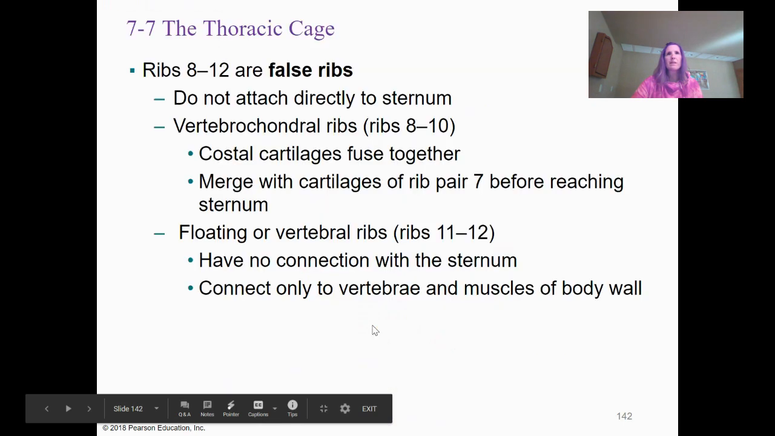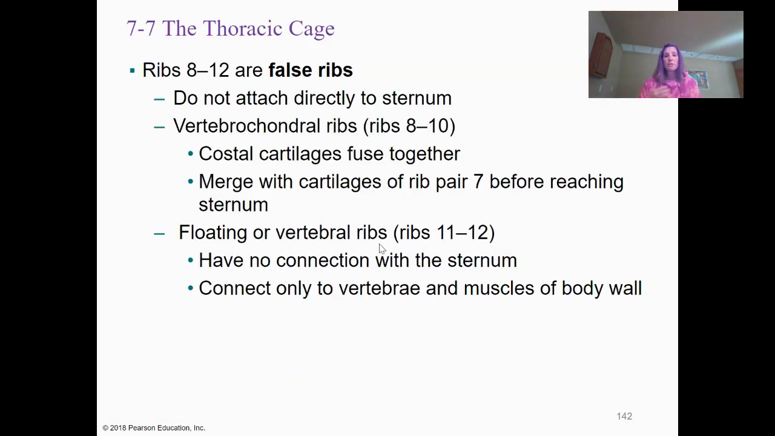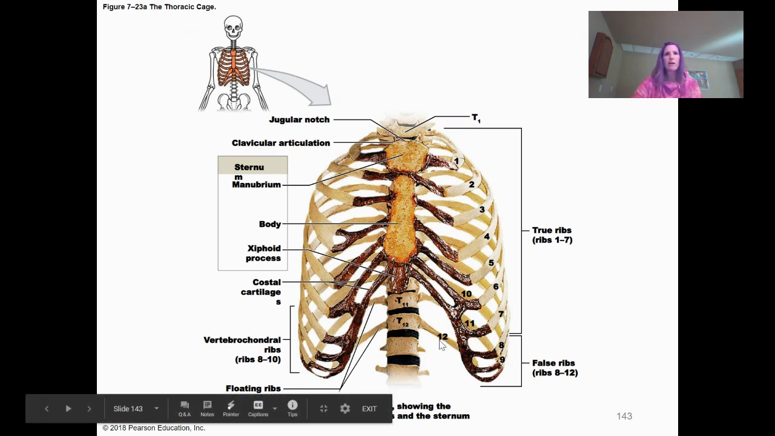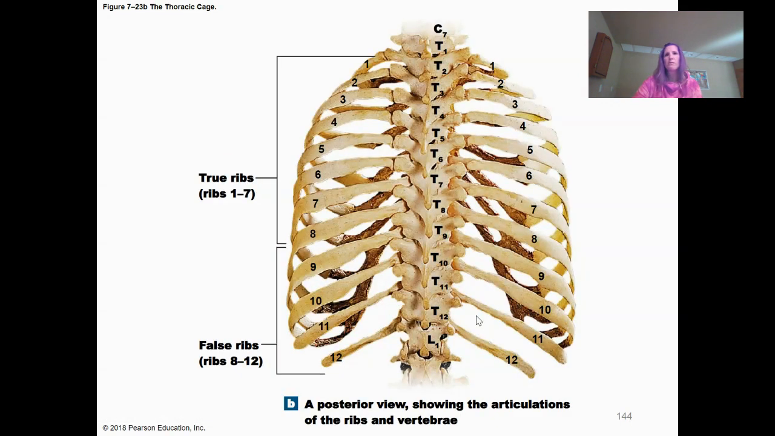Going to go back. Floating or vertebral ribs, so they're just called vertebral ribs because they only attach to the vertebrae. There's no connection with the sternum. They only connect to the vertebrae and muscles of the body wall. So again, looking at them, here's 11 and 12. Those are floating ribs. So they call them false ribs.